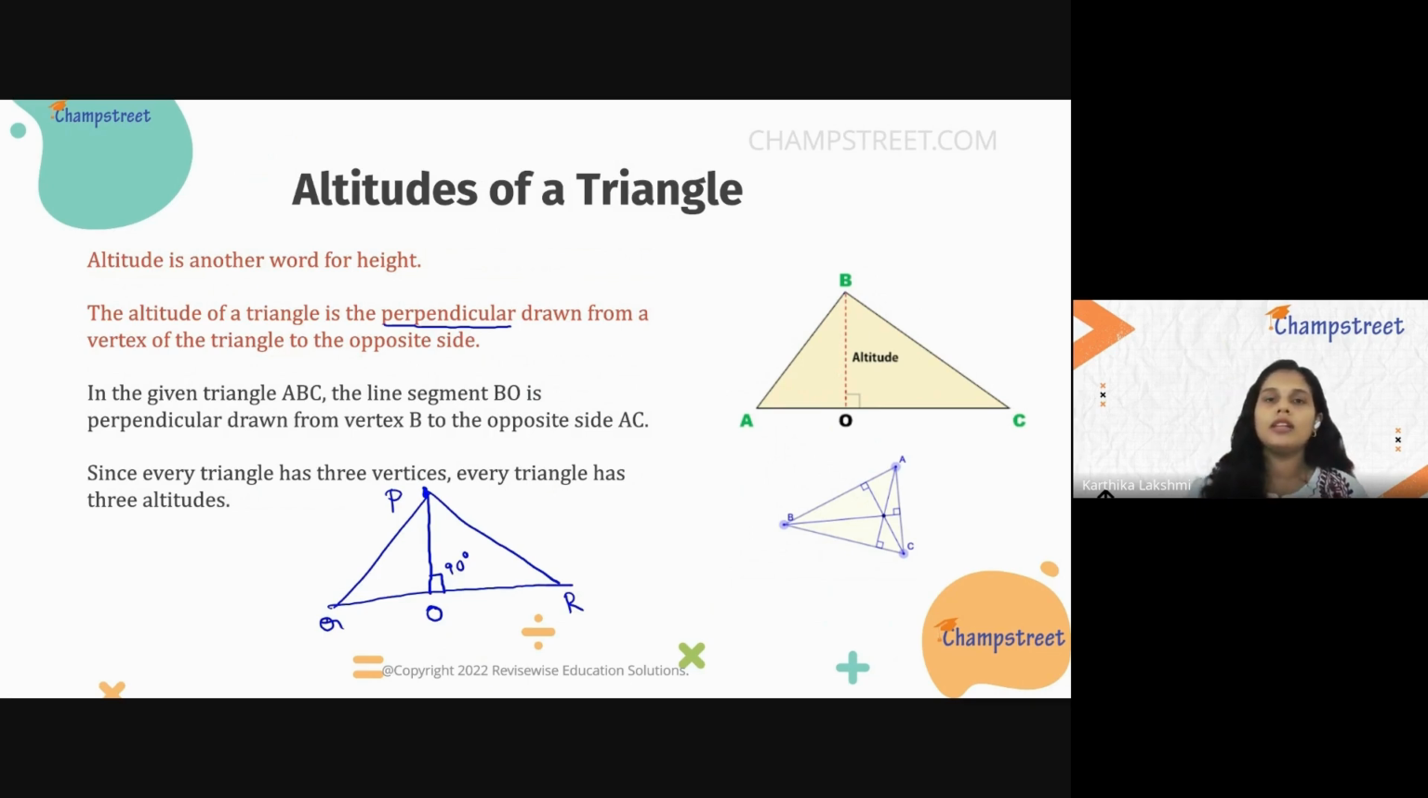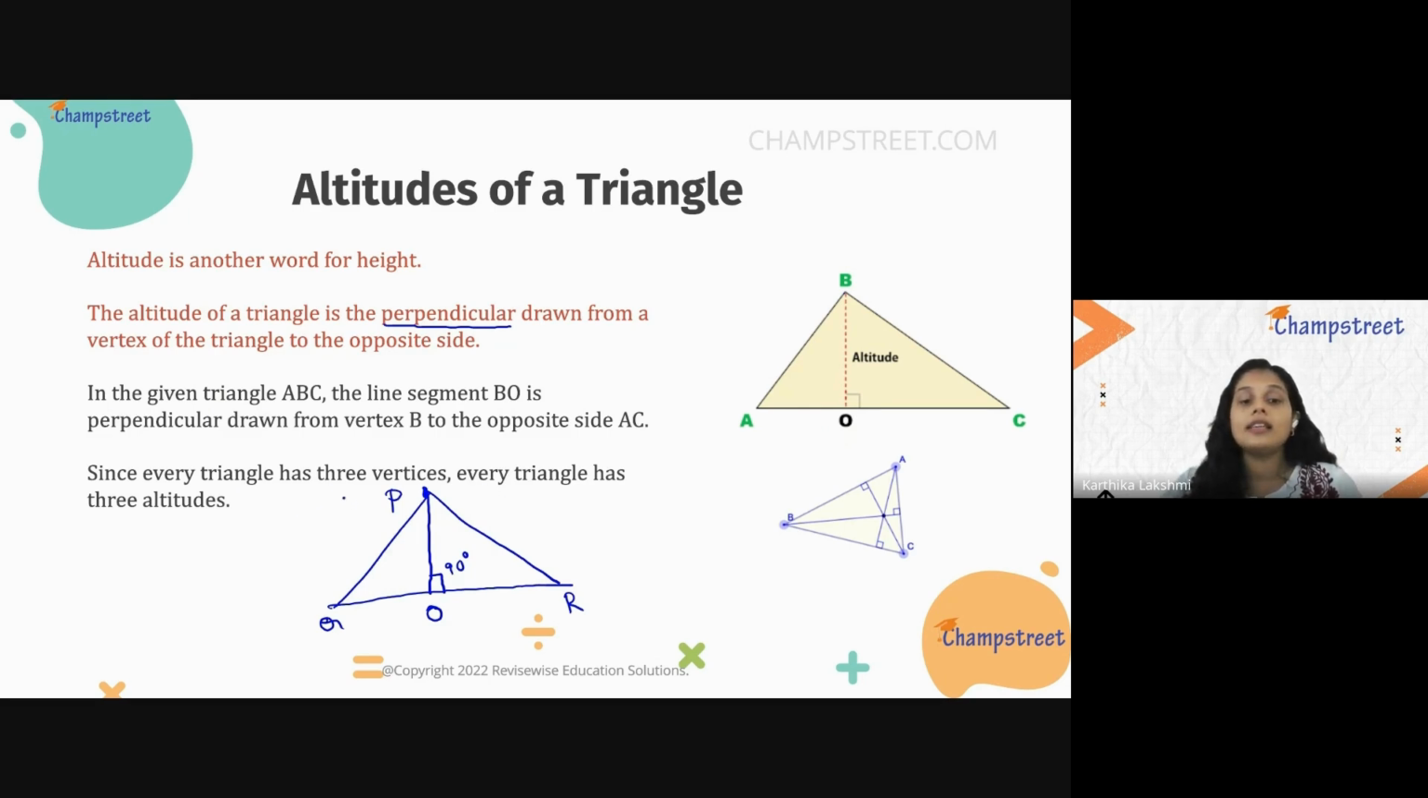So for the median, we search for the midpoint and join it; that is not necessarily perpendicular. But for the altitude, it is not necessarily the midpoint. That should be a perpendicular distance from the vertex to the opposite side. Got it? So the altitude of a triangle is the perpendicular drawn from a vertex of the triangle to the opposite side. In the given triangle ABC, the line segment BO is a perpendicular drawn from the vertex B to the opposite side AC. So BO is the altitude or height of the triangle.